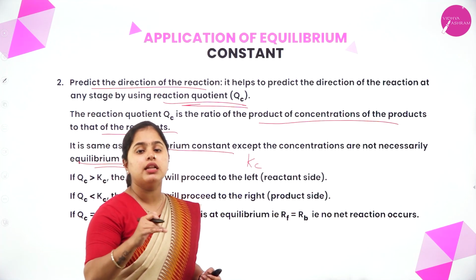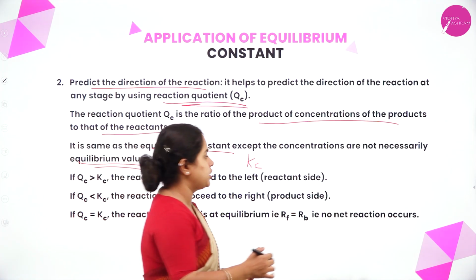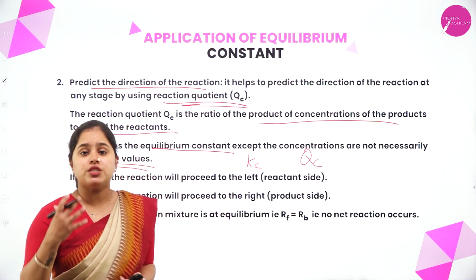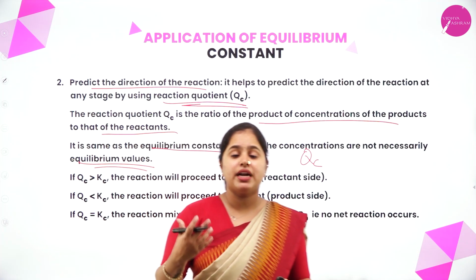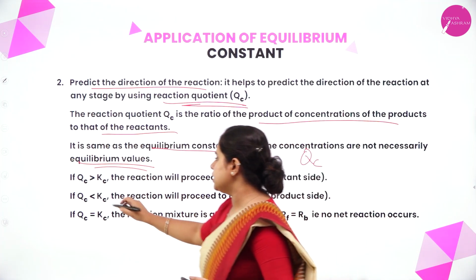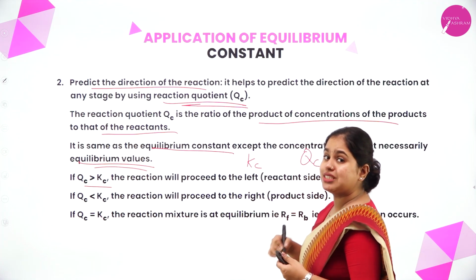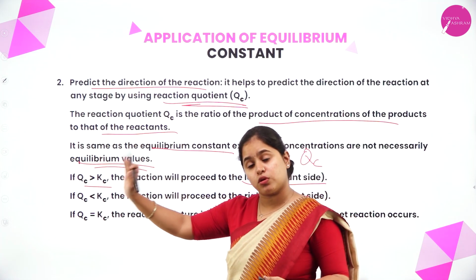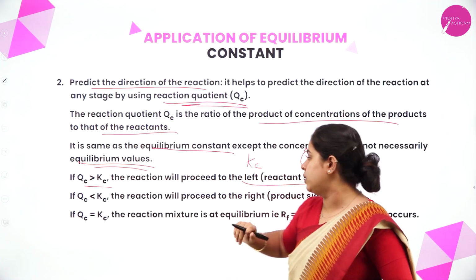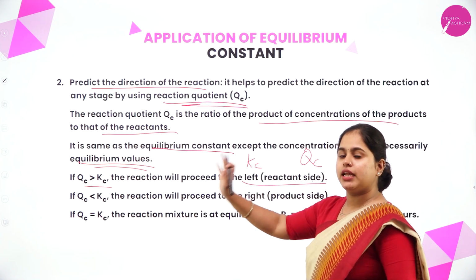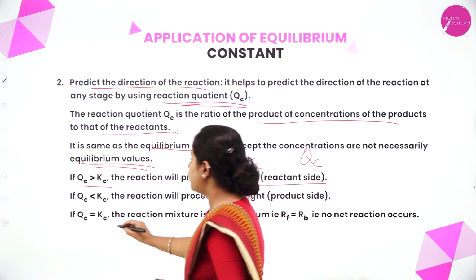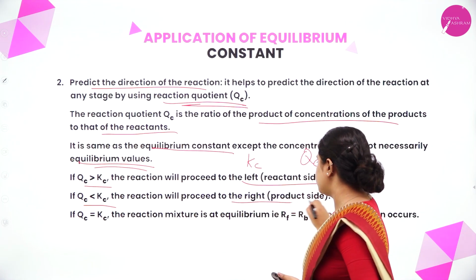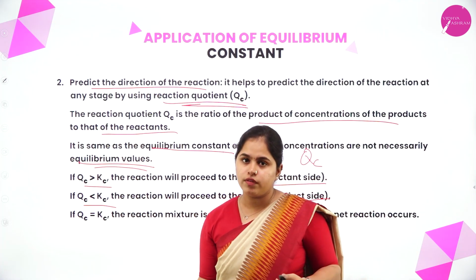And if it is not at equilibrium concentration, for any other concentration, we can use Qc, which is called the reaction quotient. So now, just by knowing the value of Qc, how can we predict the direction of the reaction? If Qc is greater than Kc, the reaction will proceed to the left. That means it will be in the backward direction, toward the reactant side. If Qc is less than Kc, that means the Kc value is higher, so the reaction will proceed to the right, in the forward direction.